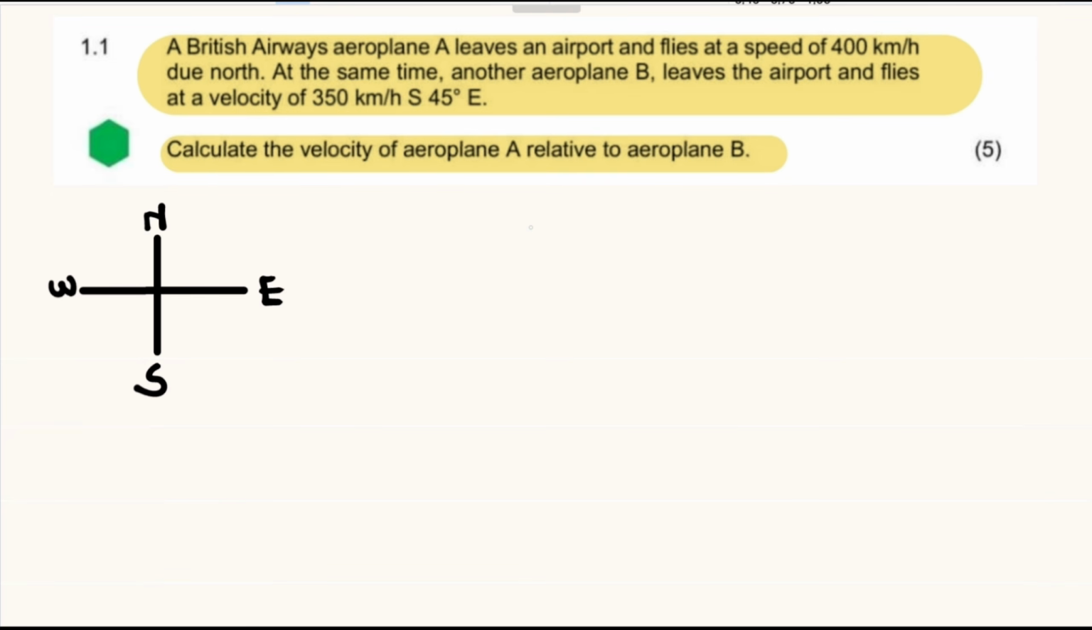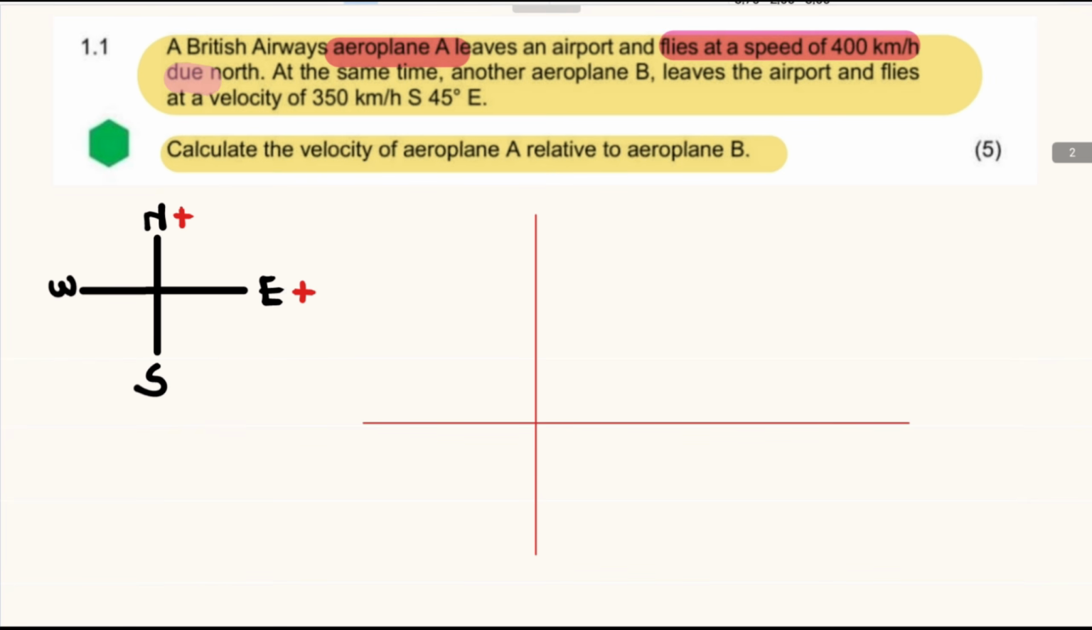We have the following Cartesian plane and we name our direction. The direction east will be positive and north will also be positive. And the direction west and south will be negative. So we are told that aeroplane A leaves an airport and flies at a speed of 400 kilometers per hour due north. The center of our Cartesian plane will be our reference point and our aeroplane moves strictly north. It will not have any horizontal component, only the 400 kilometer per hour vertical component.